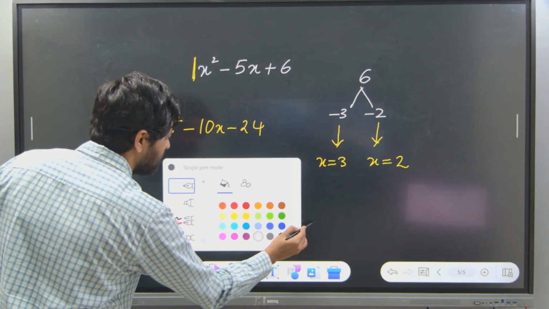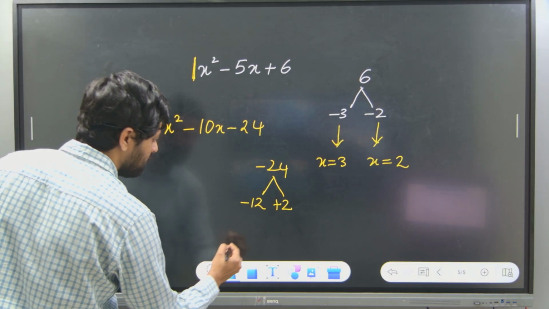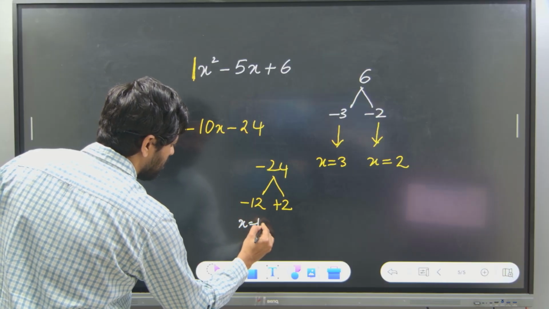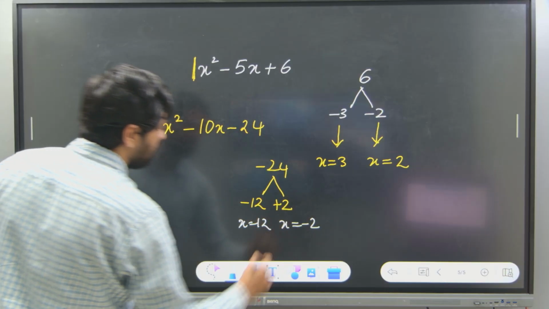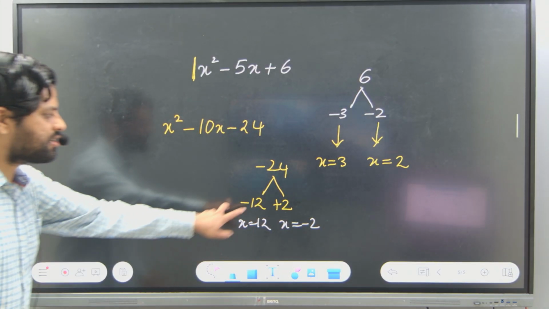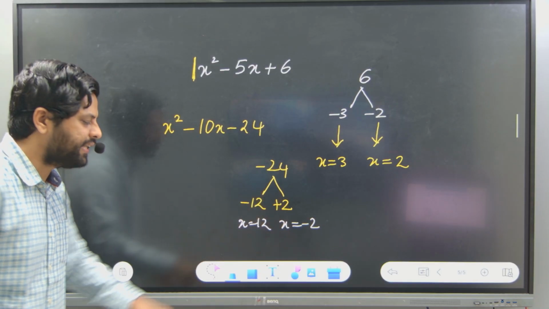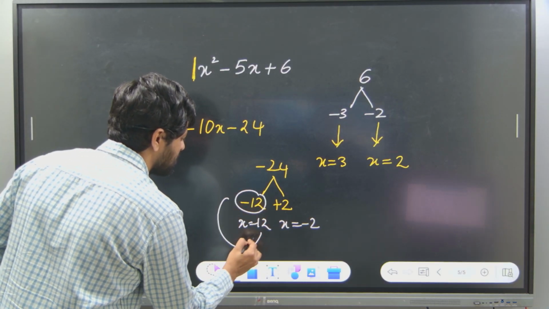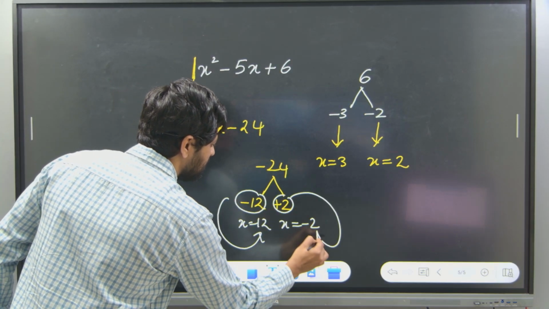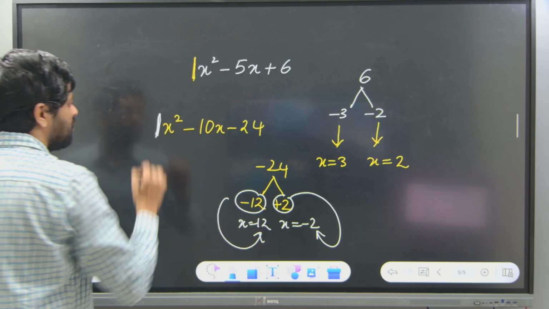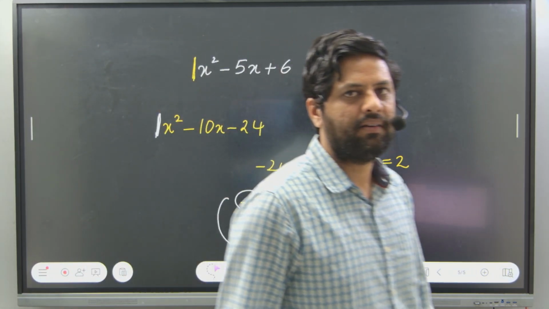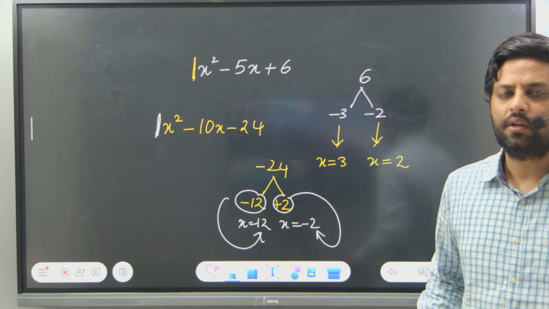And what will be the direct answer for this? X is equal to 12, x is equal to minus 2. Alright? This trick works out. Directly you can write the answer based on this. You just change the signs and write the answer. This trick will work out only if the coefficient of x square is 1.